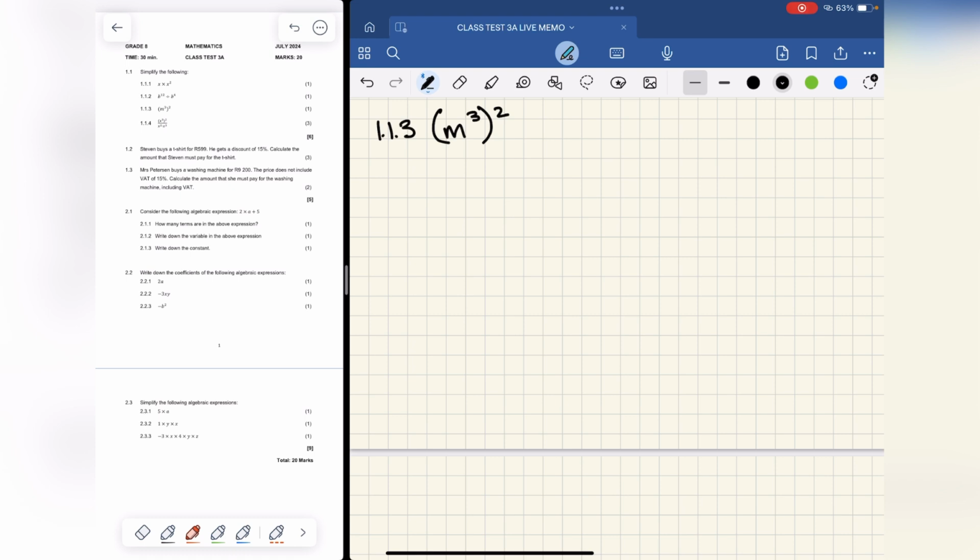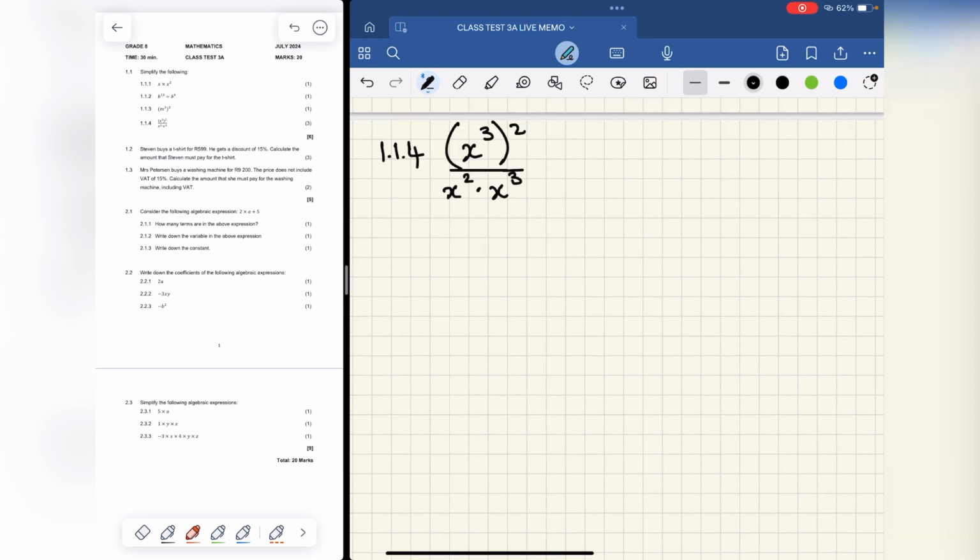1.1.3, we have m to the power 3 in brackets raised to another power of 2. So that is a power raised to a power. And if you can recall back to our laws, when we have a power like a to the m raised to another power of n, we can simply multiply the two powers together. So that will be m times n. So applying that to our situation, we've got m to the power 3 raised to the power of 2. So that means I can then take 3 and multiply it with 2, and I've got m to the power of 6.